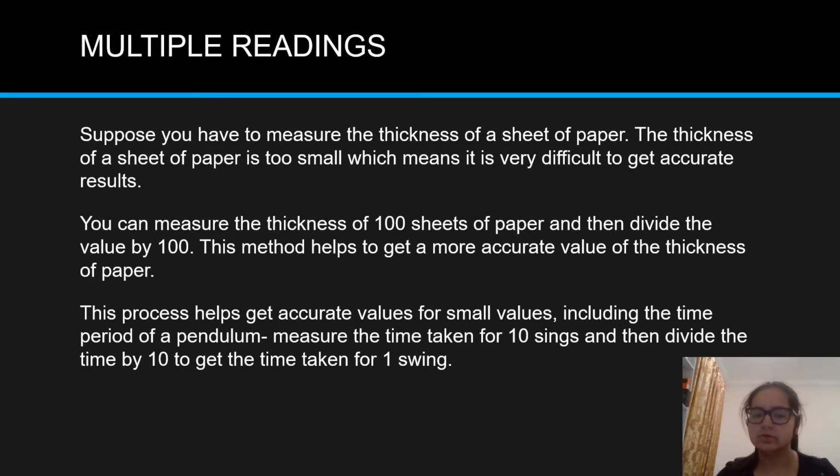It can also be used for a pendulum. When you have to measure the time taken for one swing of a pendulum, as it takes very little time, it can be very tough to get the time taken. So you can measure the time taken for 10 swings and then divide that time by 10, which will give the time taken for one swing.